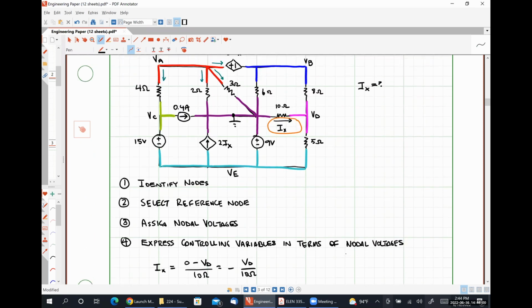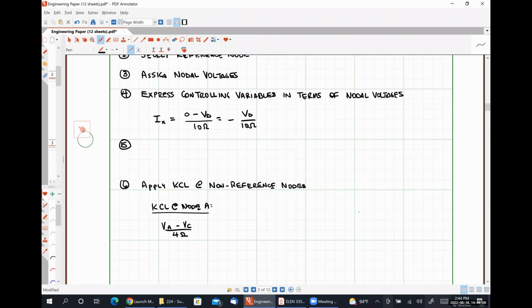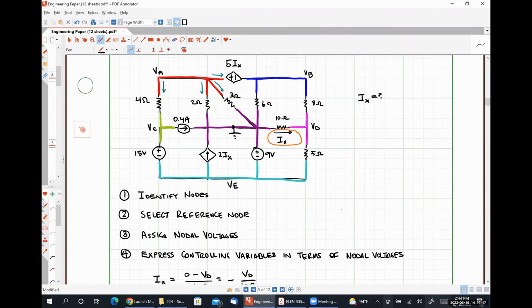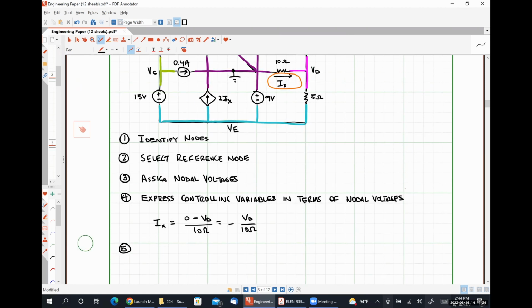Now let's look at the current flowing down through our 2 ohm resistor. That's going to be VA minus 0 over 2 ohms. Now we'll have the current flowing diagonally down through the 3 ohm resistor, which is going to look like VA minus 0 over 3 ohms.